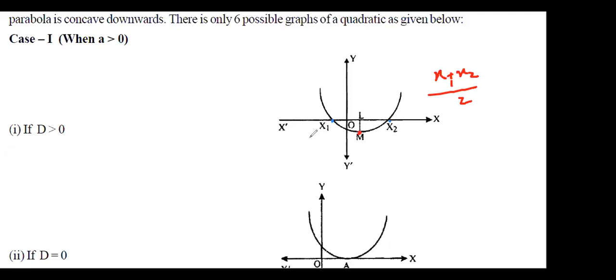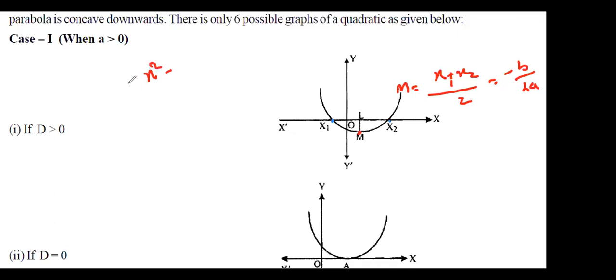Because we know that the quadratic graph is symmetrical around this point M. So I can say that this point M is x1 plus x2 by 2. Now, what is x1 plus x2? It is minus b by a. So this is minus b by 2a. We can find this using differentiation also.